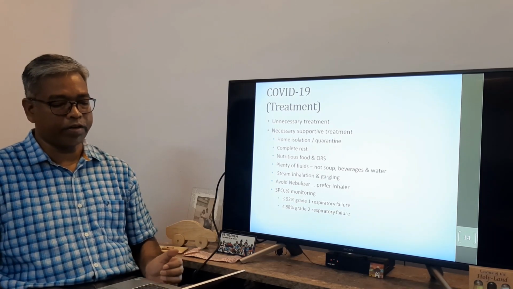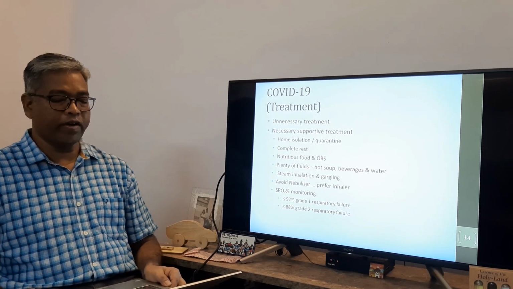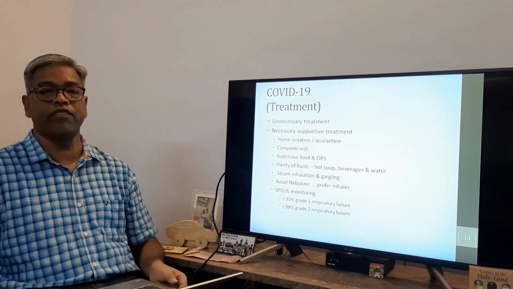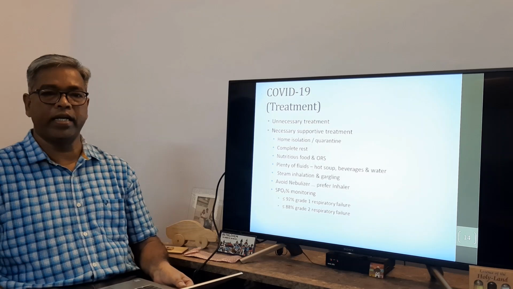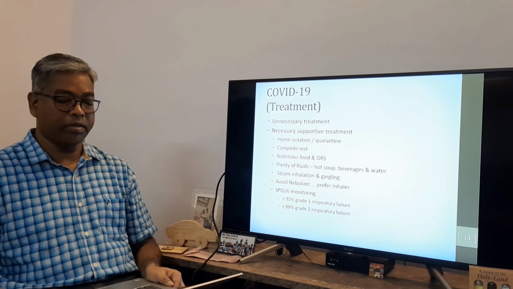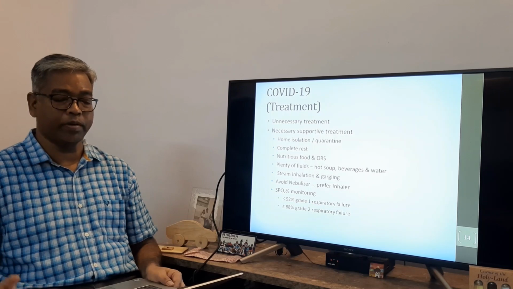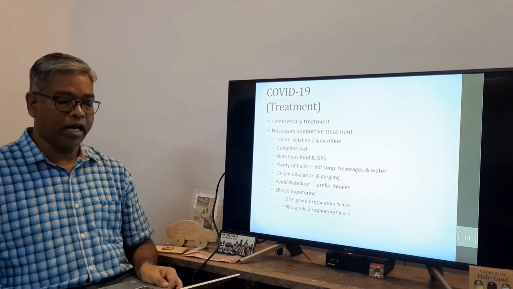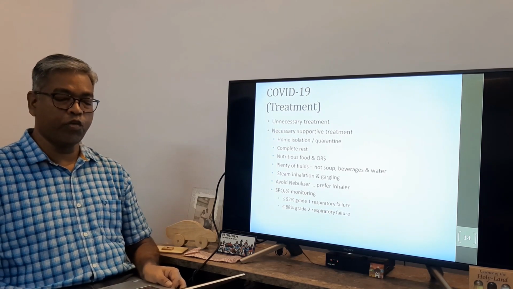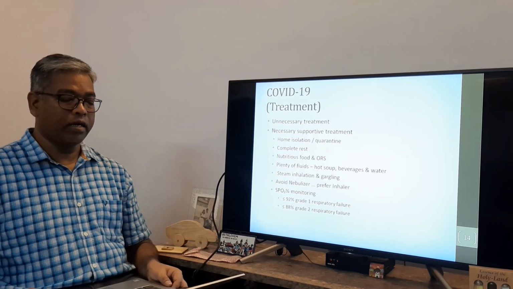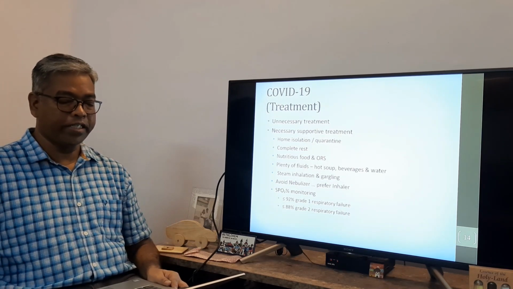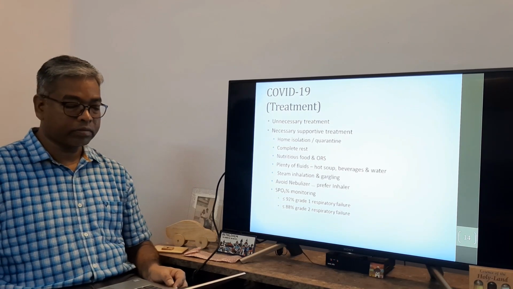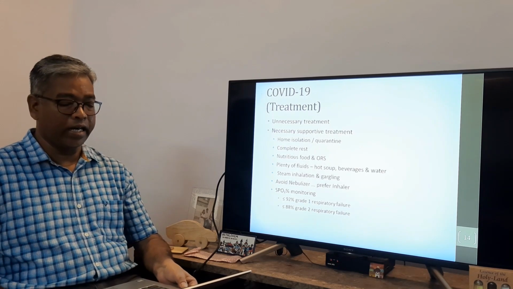So the necessary treatment would be primarily supportive, and that is home isolation or quarantine, or maybe you quarantine yourself in government designated quarantine centers, or sometimes hospitalization may be also needed as per your symptoms and severity. But the idea is to have complete rest, and continue to have nutritious food and ORS, and you take plenty of fluids, hot soups, beverages and water, and do steam inhalation and gargling.